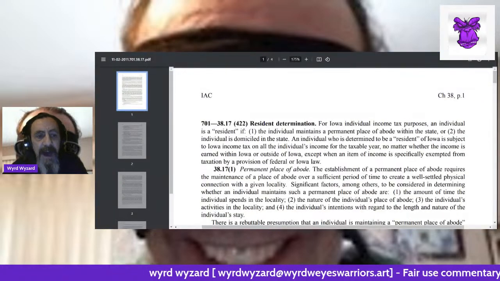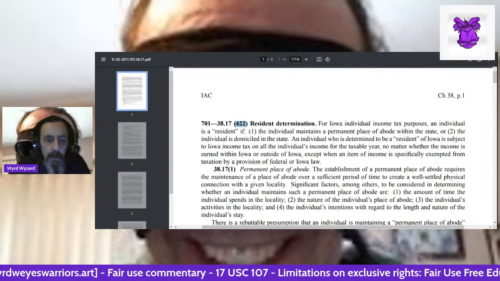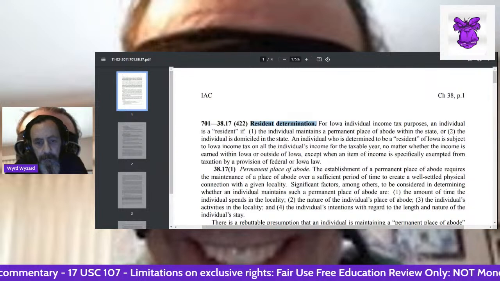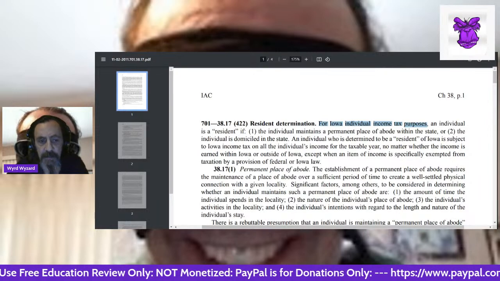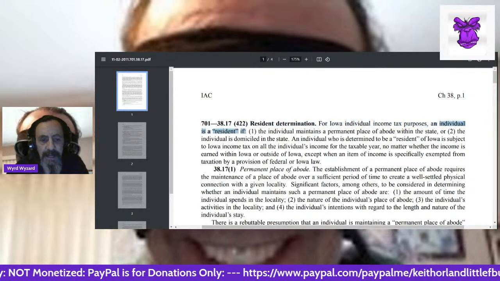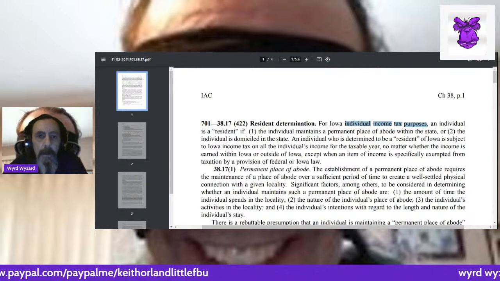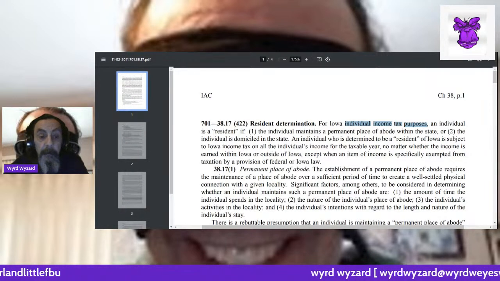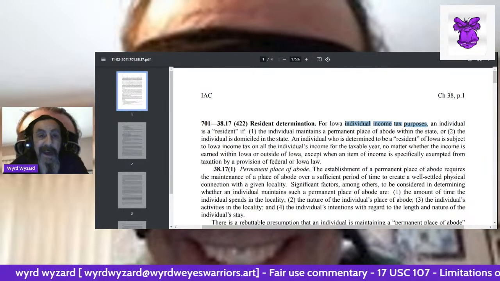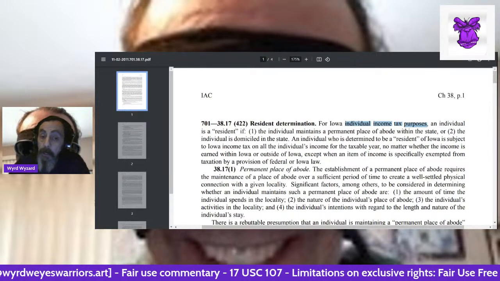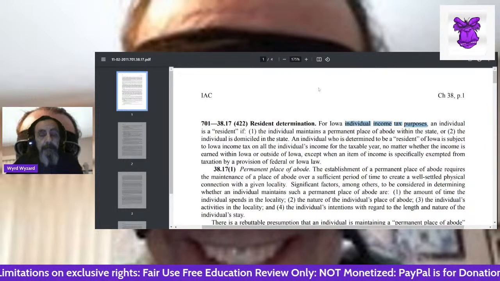Let's look at the Iowa Administrative Code 701-38.17, 422, and it says resident determination is for Iowa individual income tax purposes. An individual is a resident if. So the purpose is for individual income taxes. In other words, you have to be deemed necessary by the board for tax purposes. According to the way the codes work and intertwine with each other, that's basically what we're looking at.